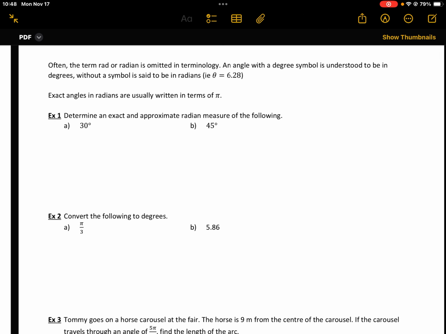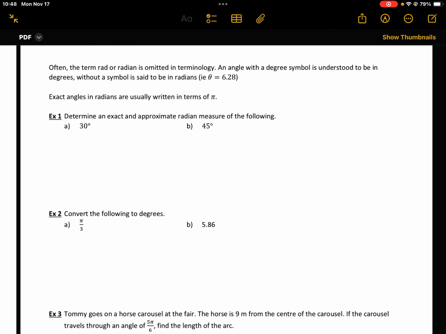Often the term rad or radian is omitted in terminology. An angle with a degree symbol is measured in degrees. An angle measured without a symbol is said to be in radians. So the first thing we're going to do is determine an exact and approximate radian measure of the following.